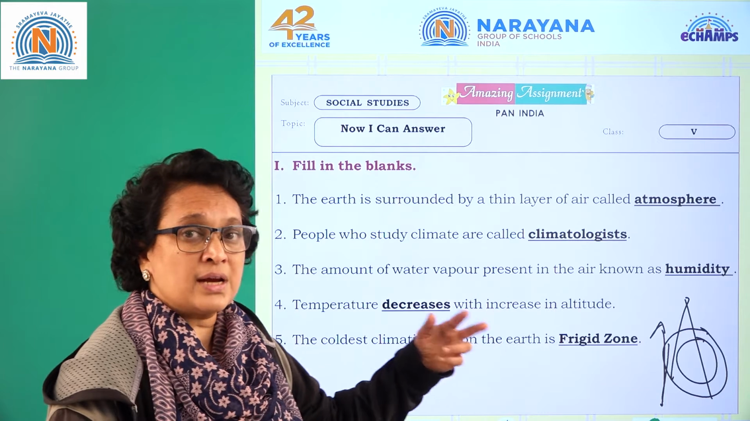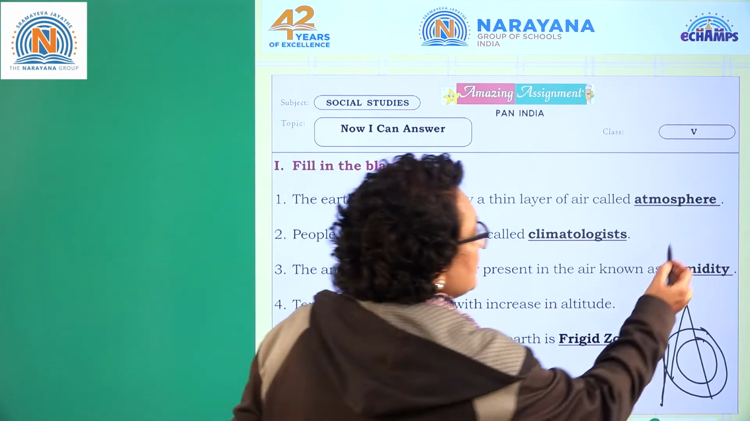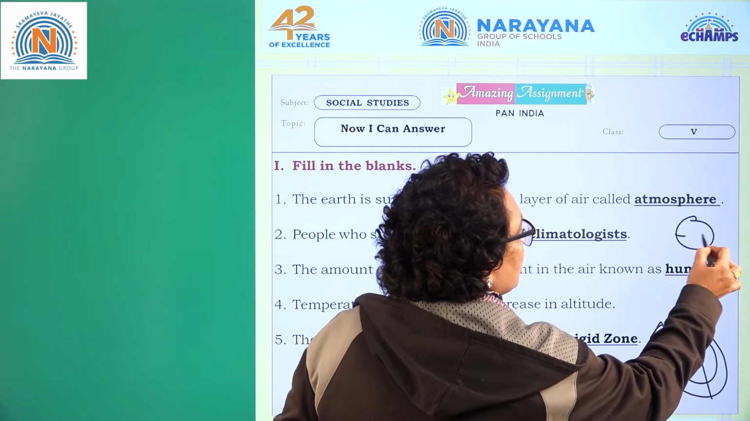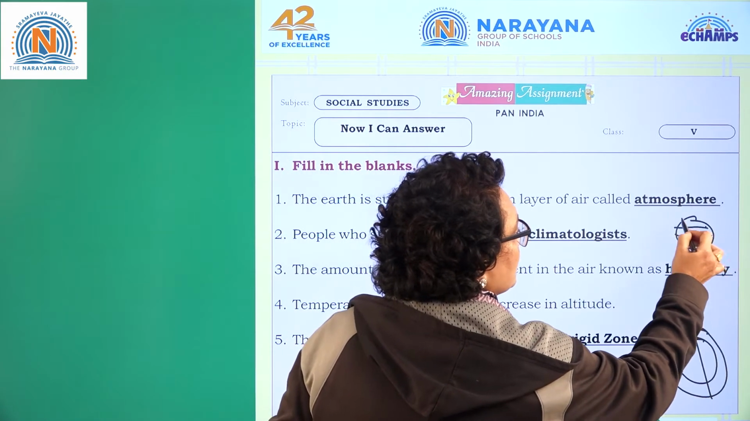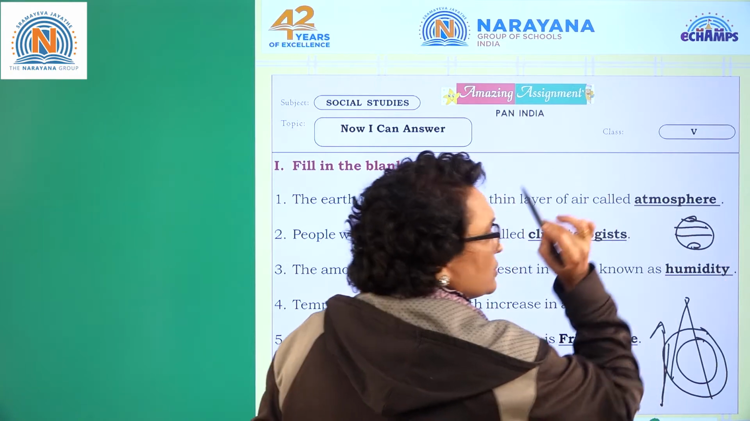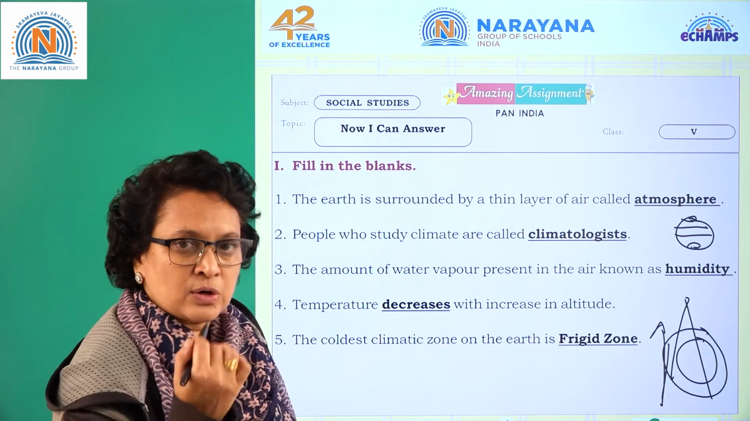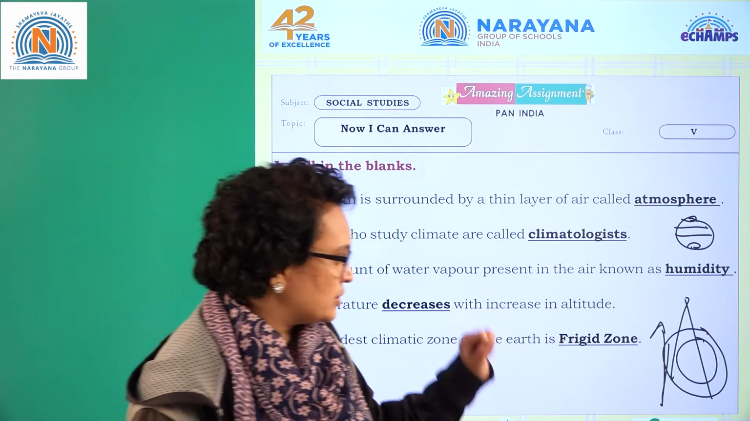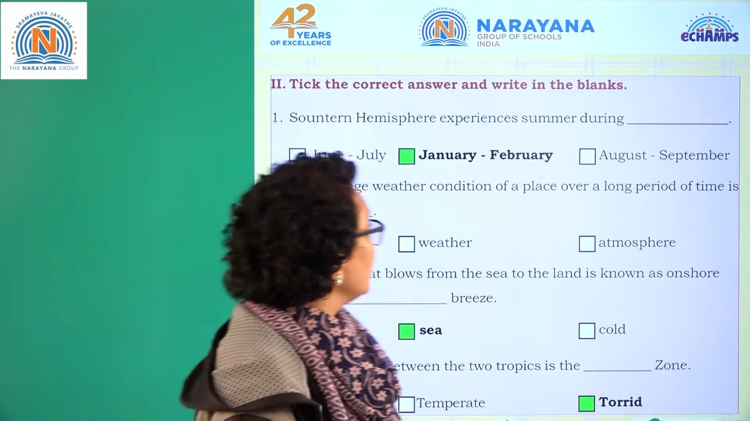The coldest climate zone on the earth is dash. If you can see, this is earth, this is the torrid zone, this is the temperate zone, and this is the coldest, the frigid zone. The polar regions are called the frigid zone. Let's go for the next one.